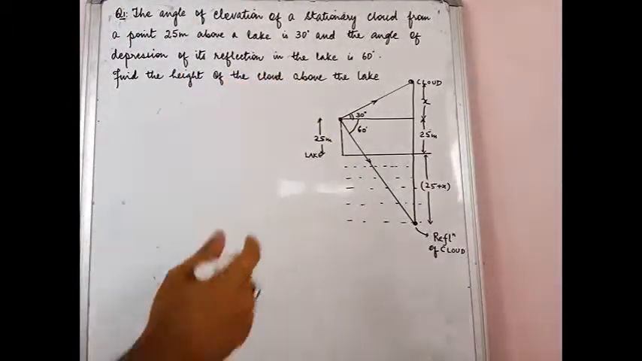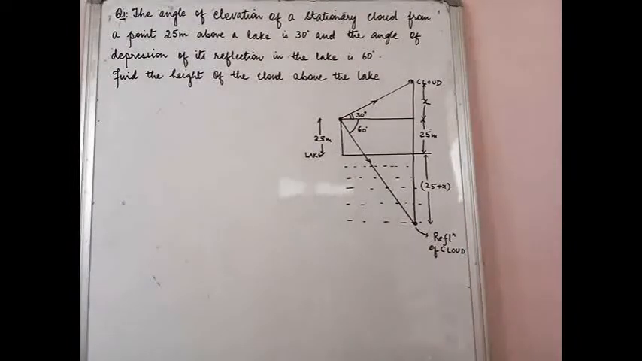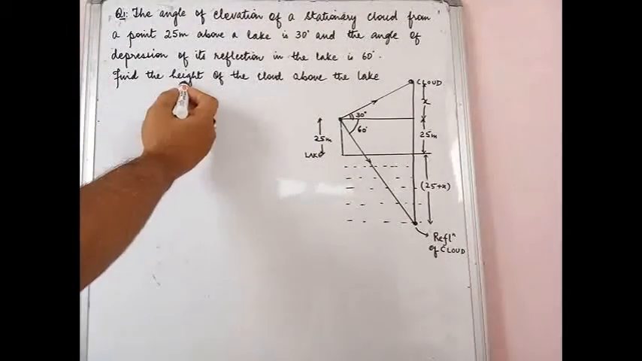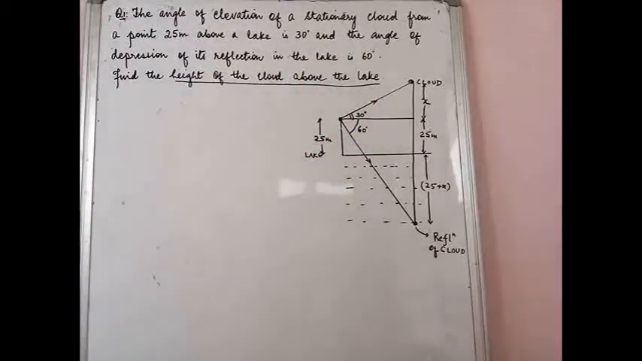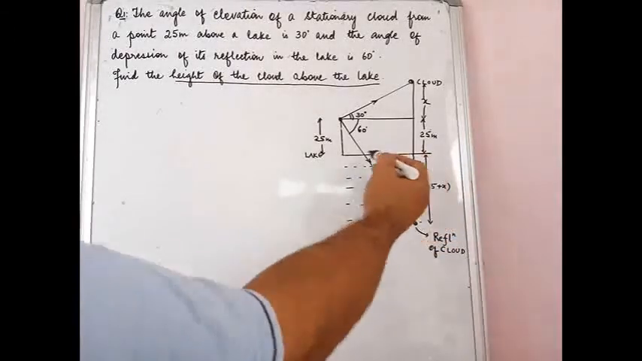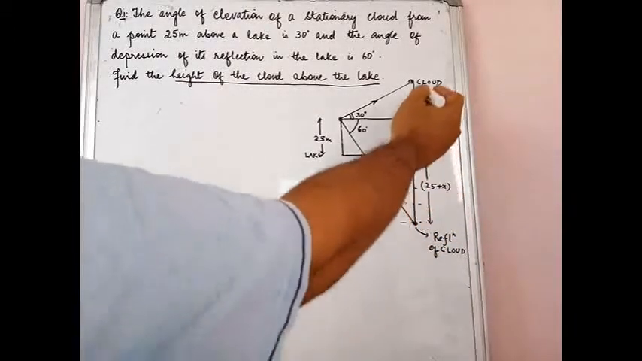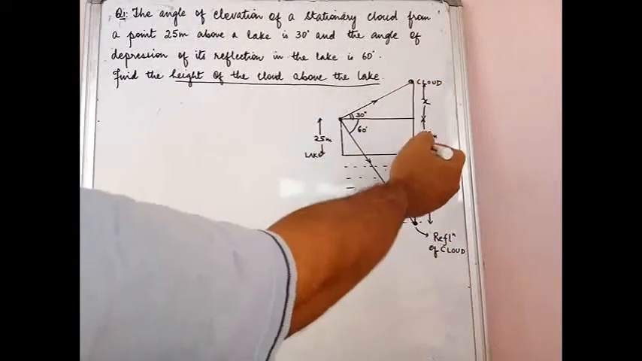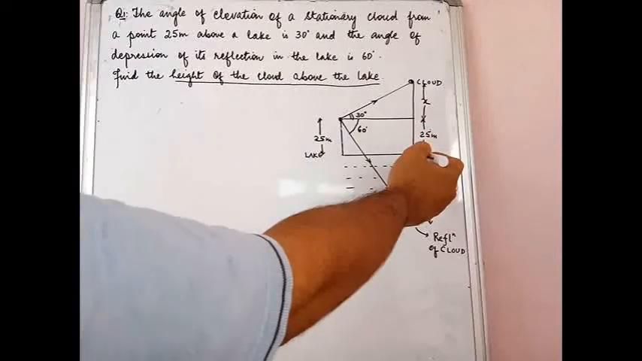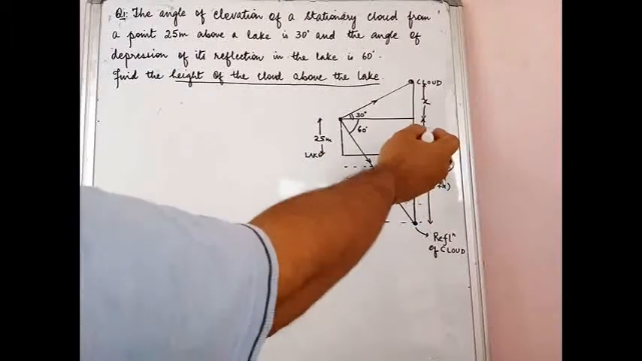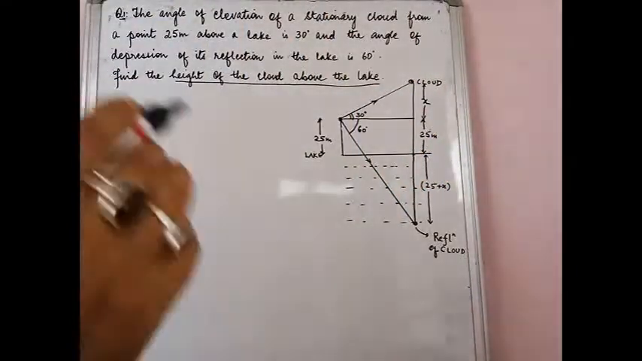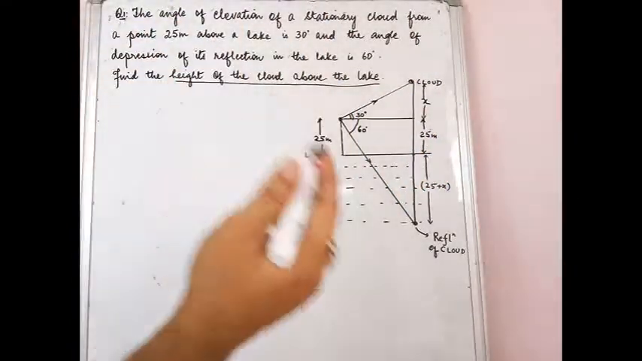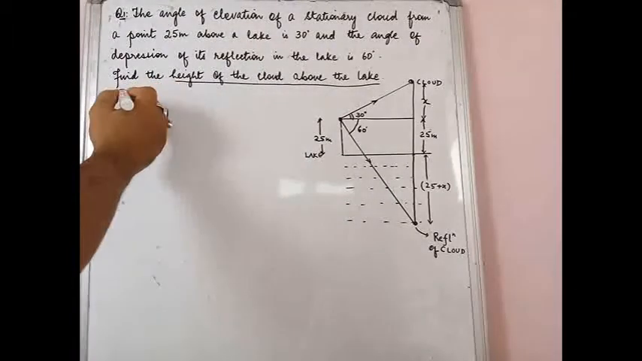Okay, so now having drawn the diagram, let us quickly see what is being asked. It is asking you to find the height of the cloud above the lake. That means this is the lake level, and the distance of the cloud, which is here, from the surface of the lake, or above the lake. So they are asking you this 25 plus x, this entire distance. So that means obviously you have to find x. Let us start forming the equations.